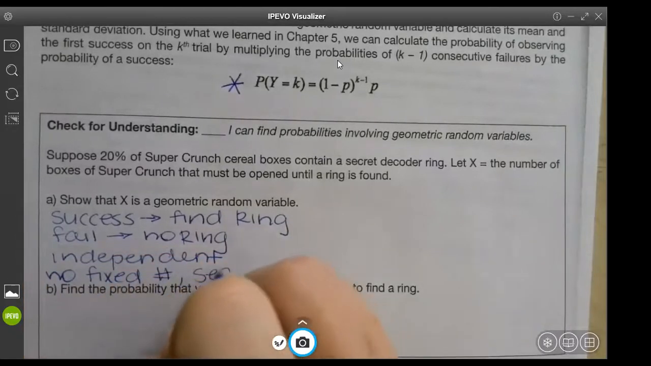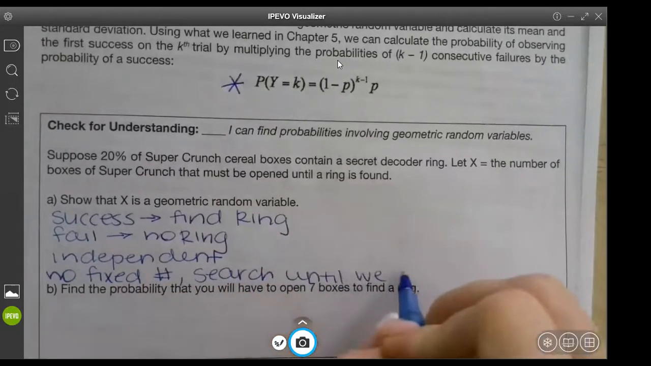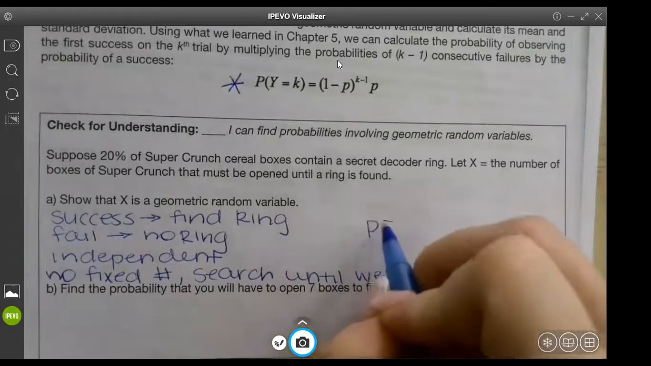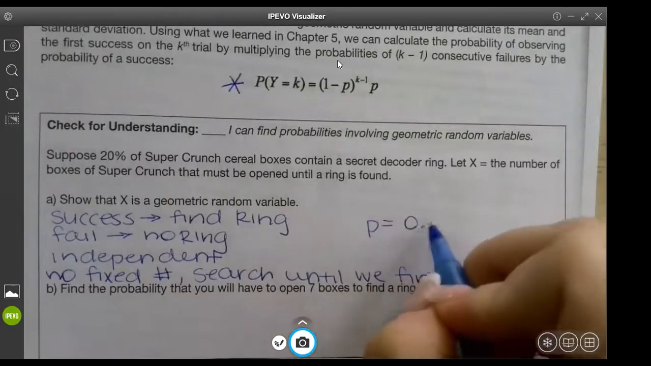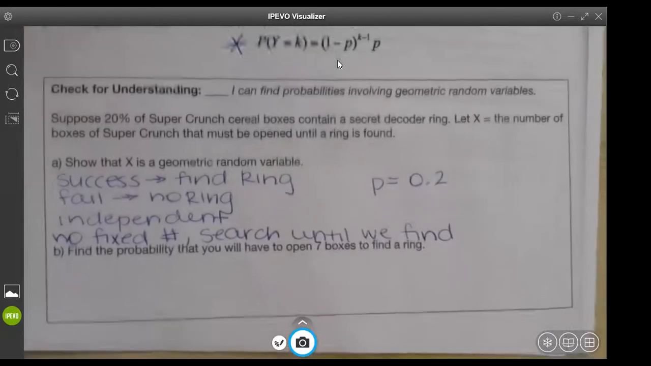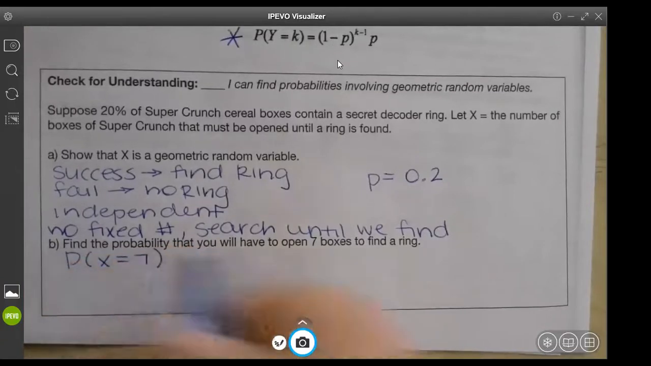So we search until we find. And then what else? What is the probability? Yep, and that will stay the same as well. So they all have the same probability. The only difference is the set number of trials. So find the probability that you'll have to open 7 boxes to find the ring. So the probability that X equals 7.